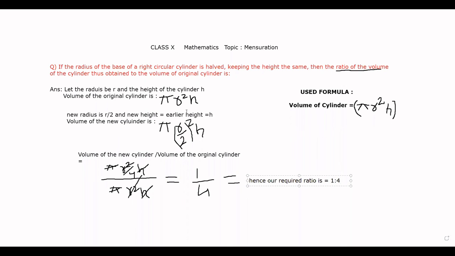So this was a very simple and very important question from an exam point of view, because in mensuration, questions may come according to ratio and proportion as well.